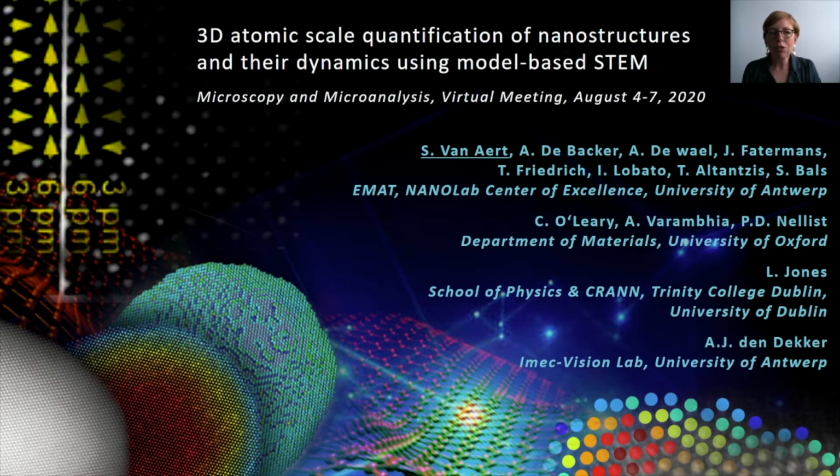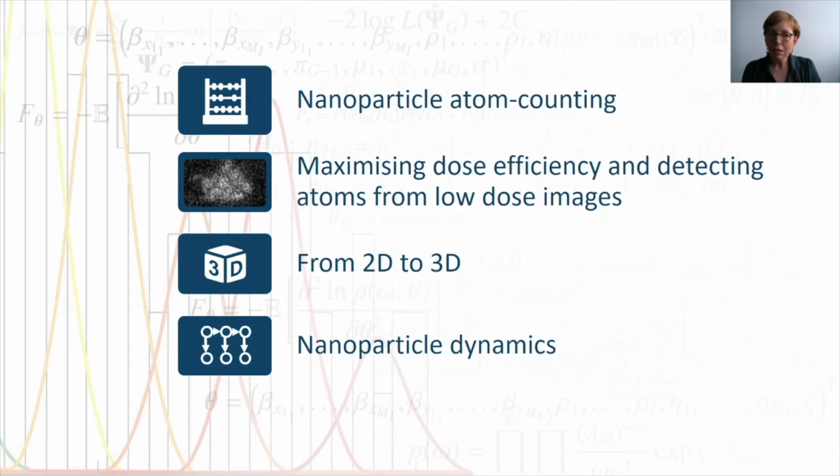I am Sandra van Aert from the EMAT Electron Microscopy Group of the University of Antwerp, and the aim of my talk is to show strategies for quantifying 3D atomic structures of nanomaterials and their dynamics using scanning transmission electron microscopy. In this talk, I will first briefly explain procedures for counting the number of atoms along the viewing direction. Then I will show a method that can be used to balance atom counting reliability versus the risk for structural damage by optimizing the electron dose.